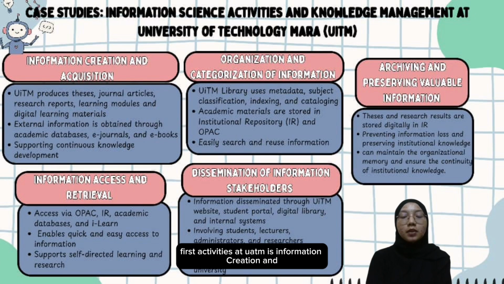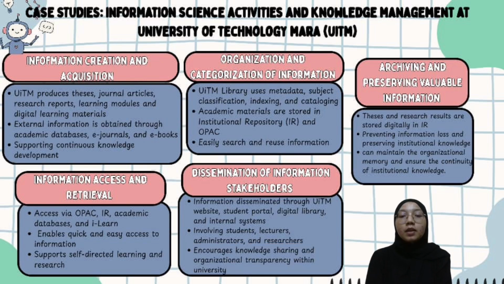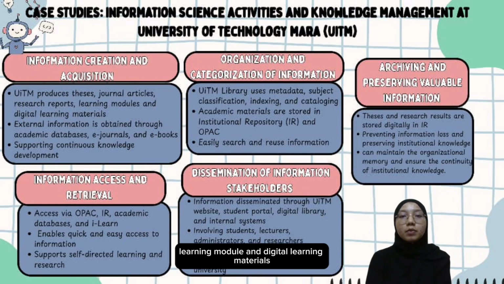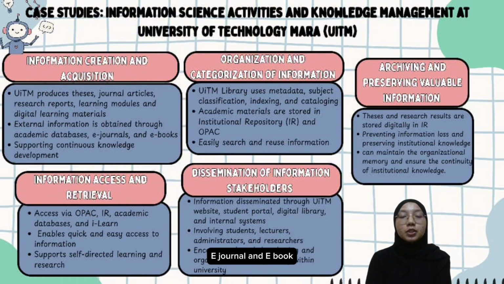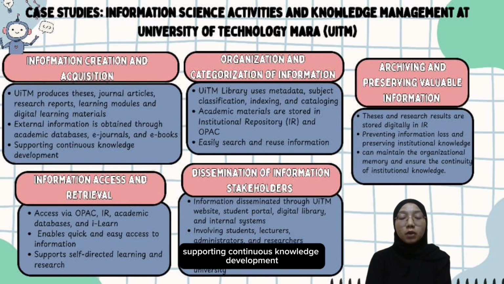So the first activity at UiTM is information creation and acquisition. UiTM produces theses, journal articles, research reports, learning modules, and digital learning materials. External information is obtained through academic databases, e-journals, and e-books. This activity supports continuous knowledge development.